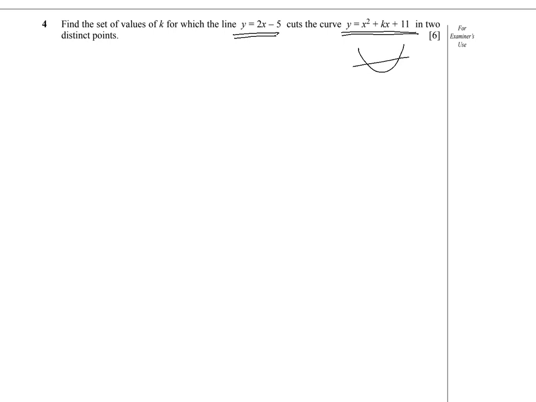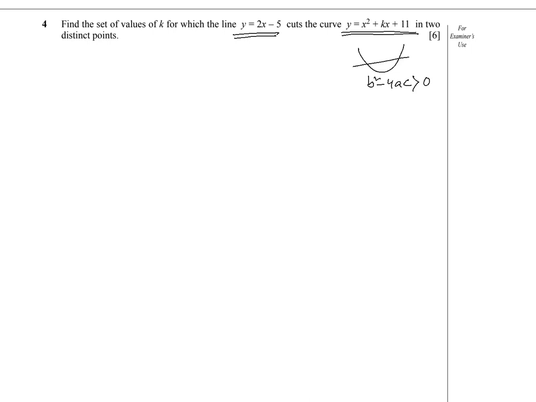At first we need to write a new equation equating the quadratic equation and the equation of the straight line. Then we need to express that new equation in the form of ax squared plus bx plus c equals 0. As the line cuts in two distinct points, we can say that the value of the discriminant of this equation, that is b squared minus 4ac, must be greater than 0. And now, solving this inequality, we can find the range of the values of k.